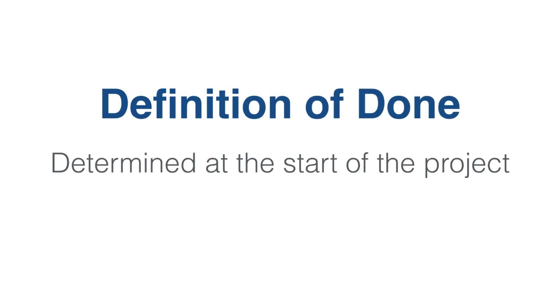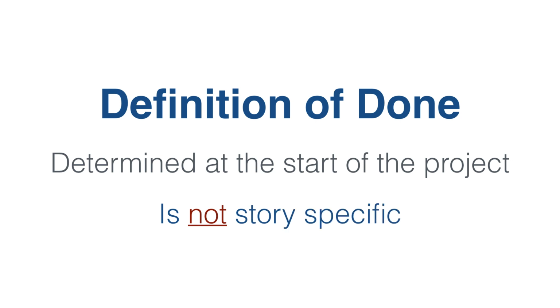Whereas definition of done, again, in my experience, is determined at the start of the project. These are the things we're going to do. Everything's going to be peer reviewed. Everything's going to go through test and QA. Everything's going to have to be signed off by the product owner. So while all of these things happen to the user stories, it is not story specific. And that's pretty much it.